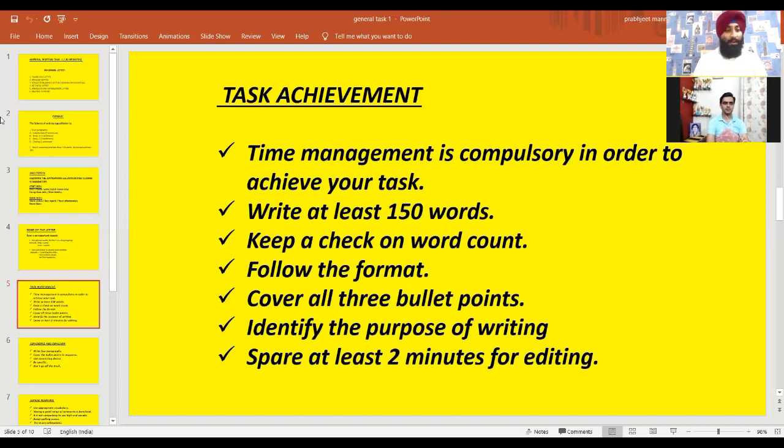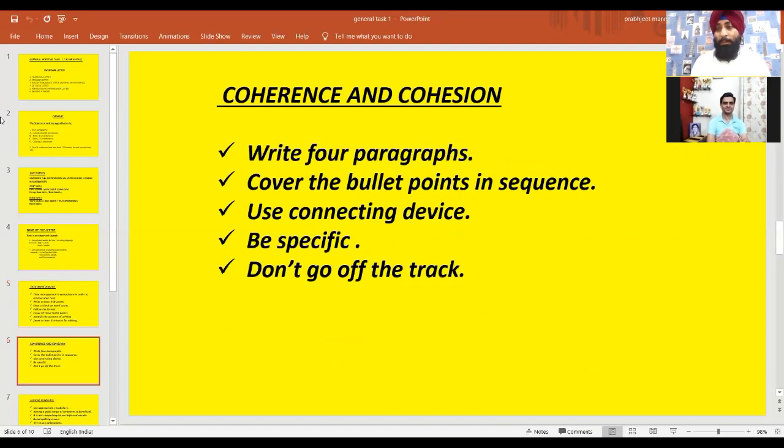Fine. Perfect. Okay. So moving ahead, we have coherence and cohesion. See, coherence and cohesion means to write in paragraphs rather than writing in sentences or having one whole paragraph for the entire letter. That is totally wrong. You are not going to get bands any day. Okay, you may appear 15, 20 times, but you will not be getting the bands. Then you must cover all the bullet points in sequence.